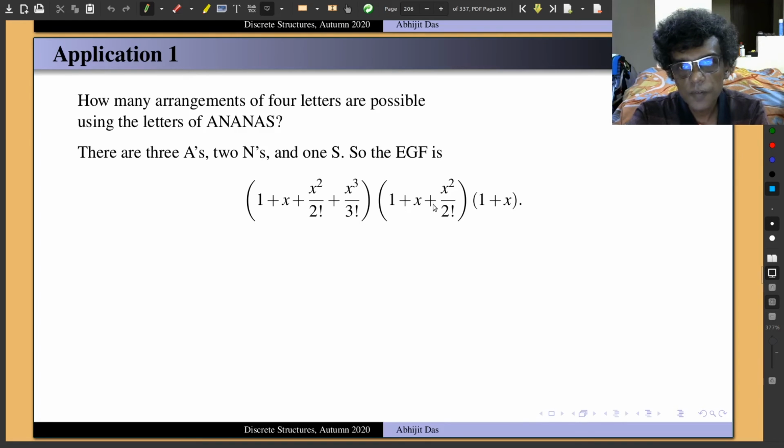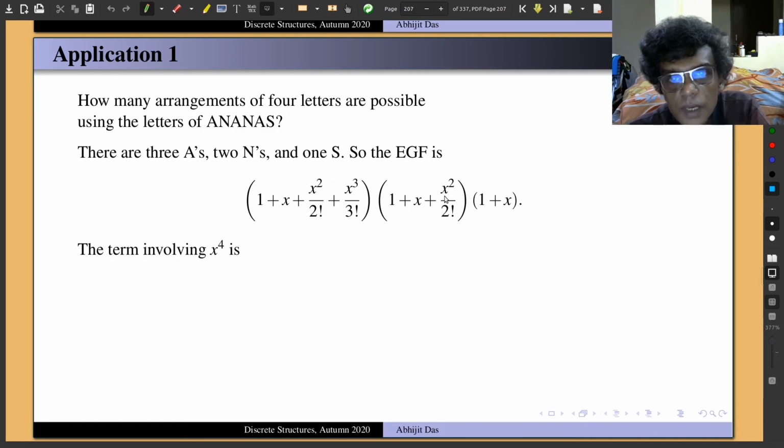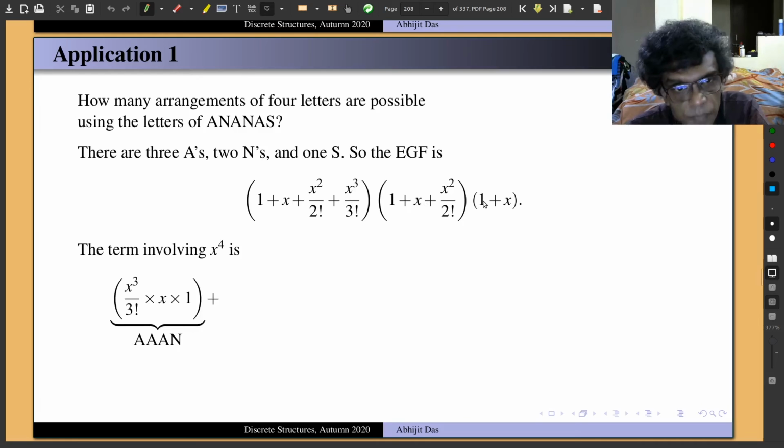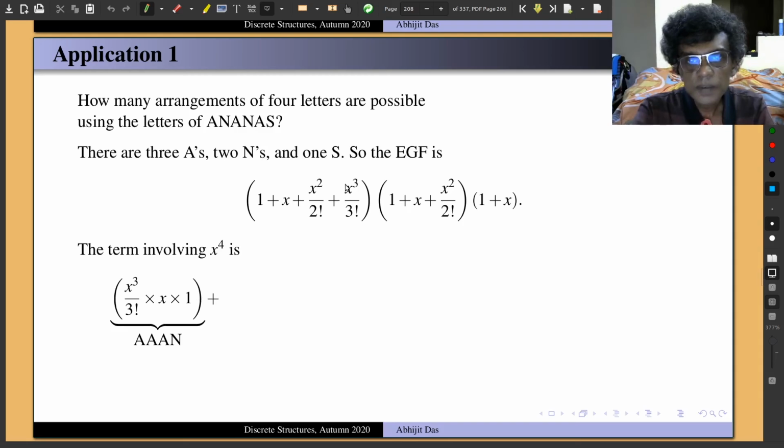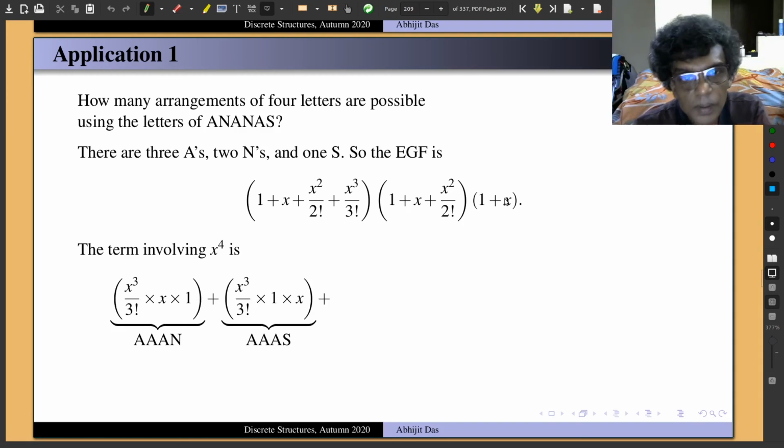So I need to look at the coefficient of x power 4. Actually, I will look at the coefficient of x power 4 over 4 factorial. Okay, that's how this works. Let us look at the terms that consist of x power 4. I may take this and this, which gives me one term involving x power 4. This implies 3 A's are chosen, 1 N is chosen, and no S is chosen. Another possibility: this and this, which corresponds to 3 A's, no N, and 1 S.